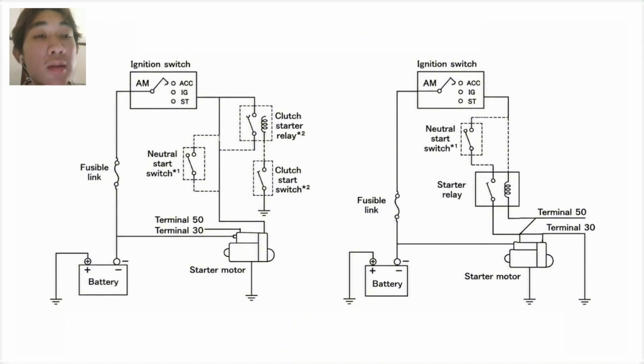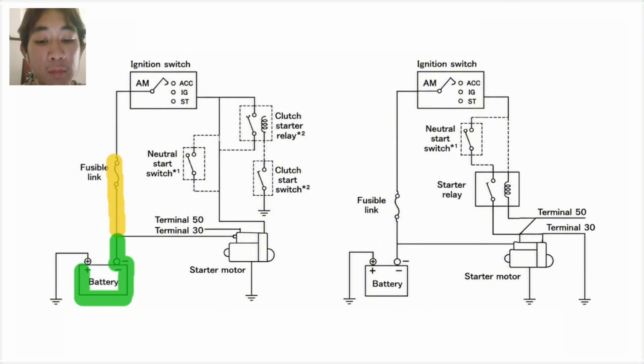So first, this process starts at the battery. Then the battery supplies electrical power to the circuit through the fusible link, which protects the circuit from excessive current. Then, when the driver turns the ignition switch to start, electrical current is allowed to flow through the circuit, and then the current passes through a safety switch.